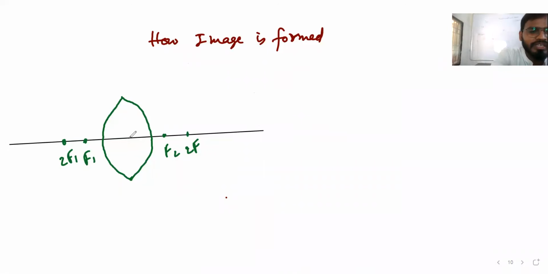And this is the optical center. So in the lens we have f1, f2, 2f1, 2f2. Like two mirrors are there, no? So for that there are two different focus and two different centers of curvature. So we are writing this way.